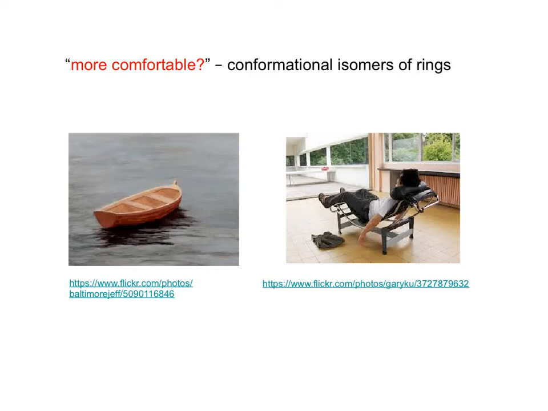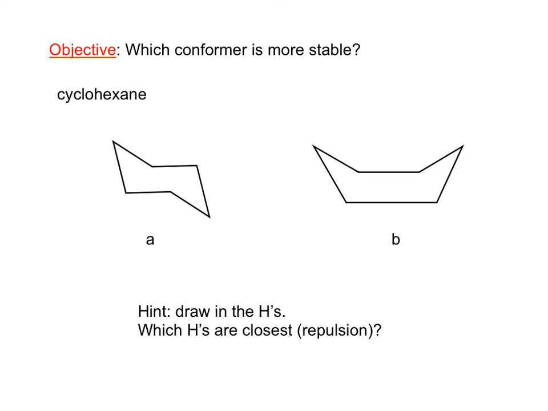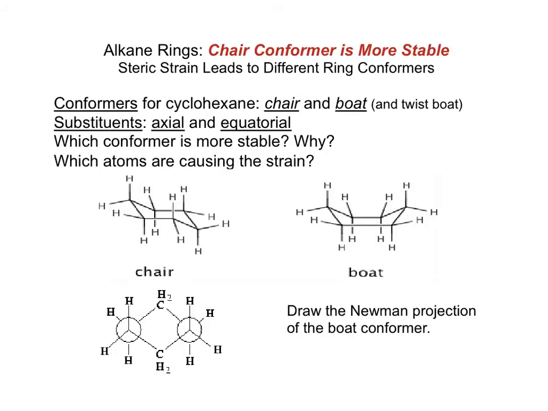What does a boat and a chair have to do with conformational isomers of rings? So here's cyclohexane. Stop the video and determine which conformer is more stable, A or B. Draw in the H's in those two structures, and that'll help you figure out the answer. And the answer is, the chair conformer is more stable than the boat.